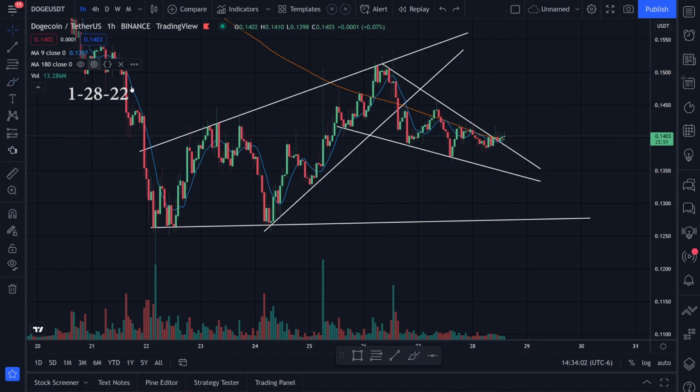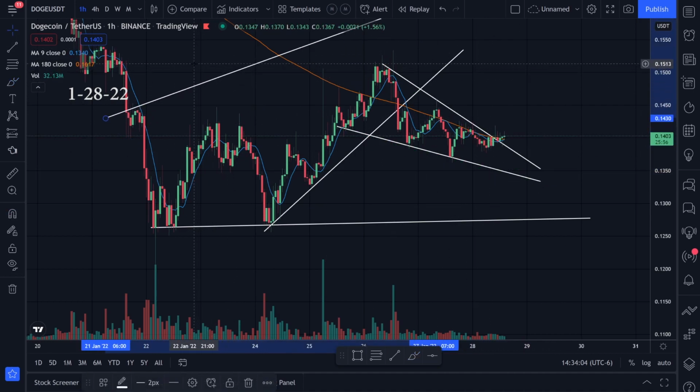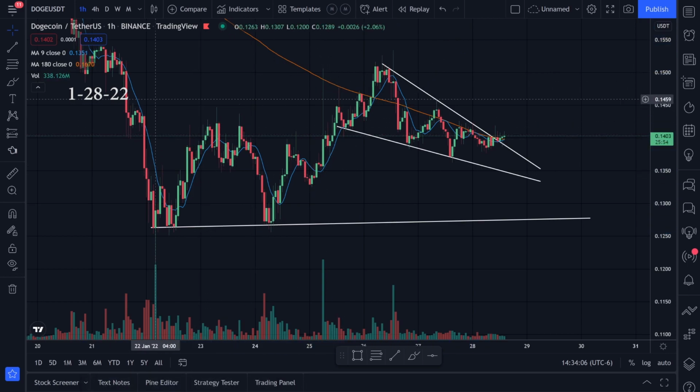So let's go ahead and delete this previous little triangle. We can still look at the top, but we don't really need these trend lines. So we'll still be looking at this top up here, but those other trend lines we don't need.